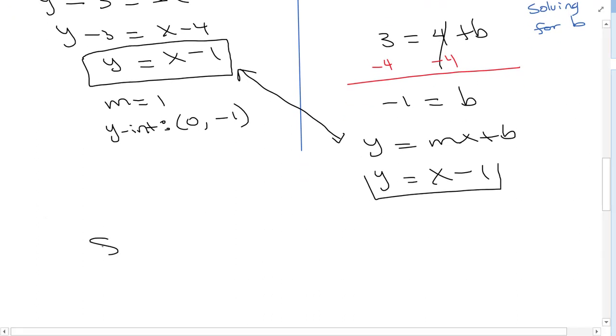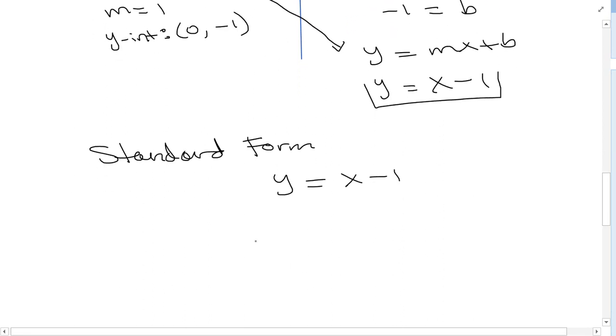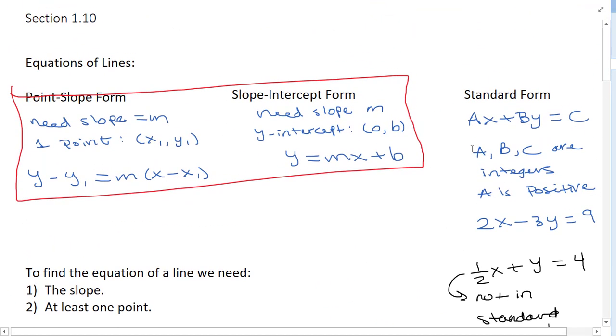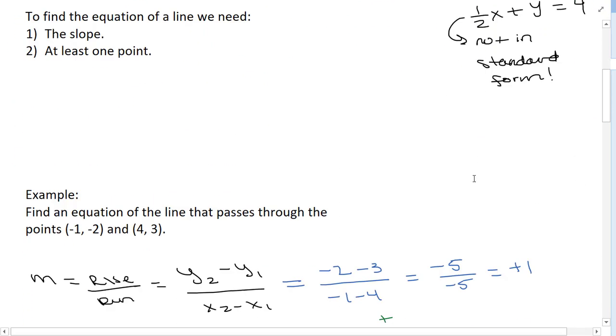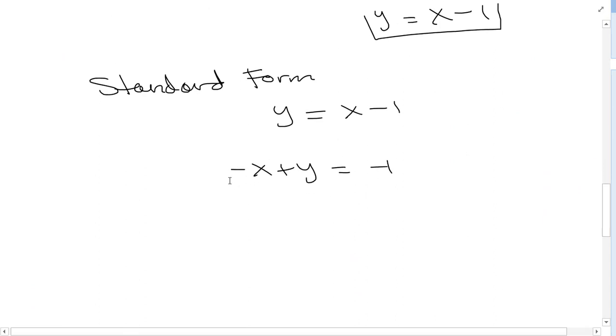And now if I want to write it in standard form, standard form means the x and the y's are on the same side. So I will have y equals x minus 1, bring the x over. How do I bring the x over? Just subtract it. So I'll have minus x plus y equals -1. But the coefficient of the x is negative, and I want it to be positive. Remember, we said that to be in standard form, a, b, and c are integers, and a is positive. So I need that -1 to not be negative.